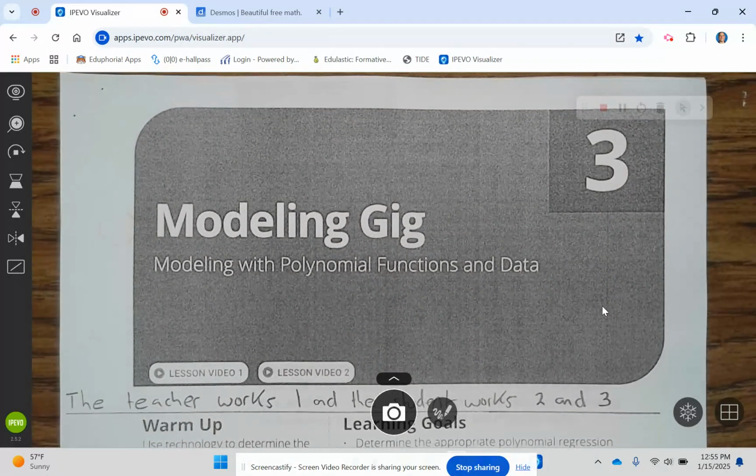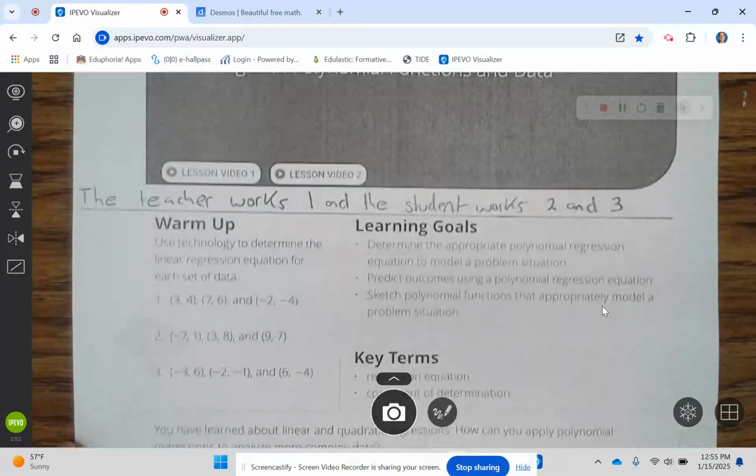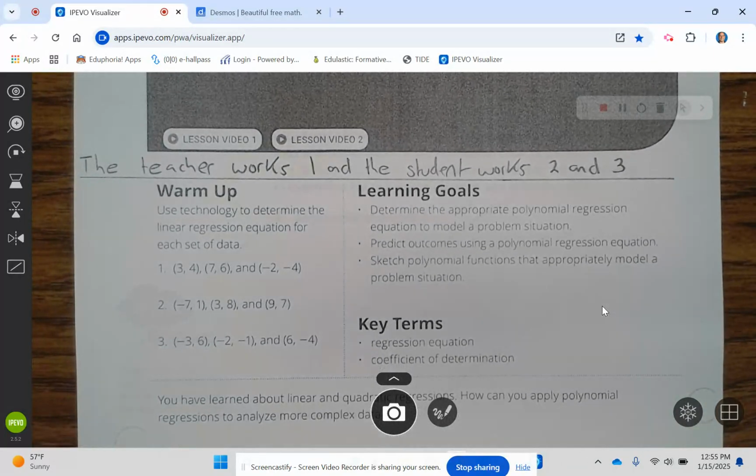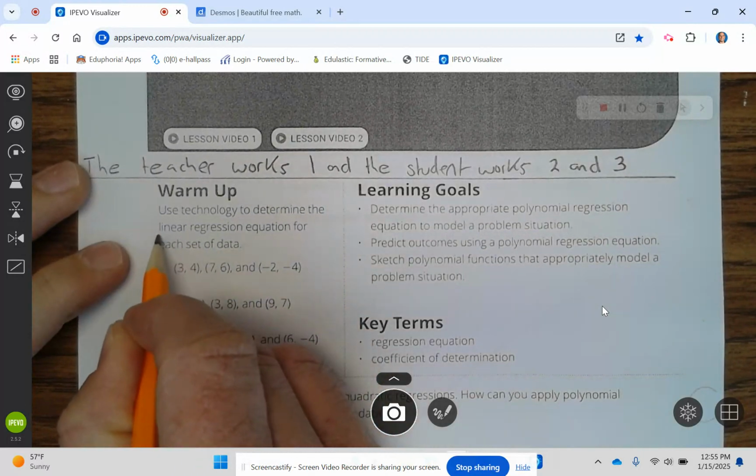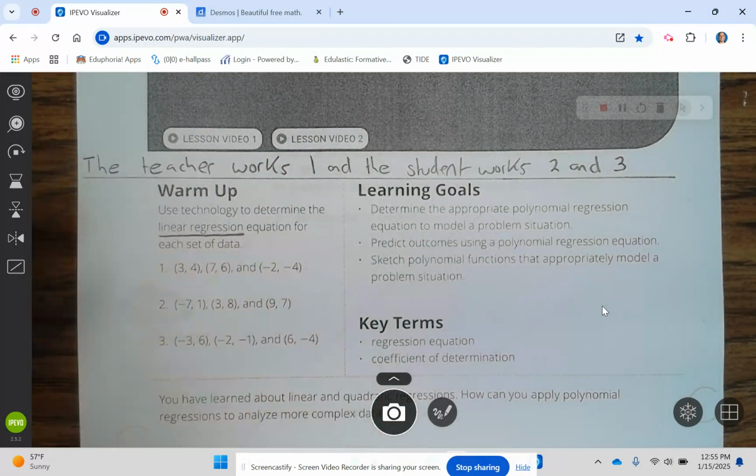Okay, now we're looking at 3, modeling with polynomial functions and data. The teacher works 1, the student works 2 and 3. Warm up. Use technology to determine the linear regression equation for each set of data. Go ahead and underline that. It says linear regression. It's telling you which regression to use.